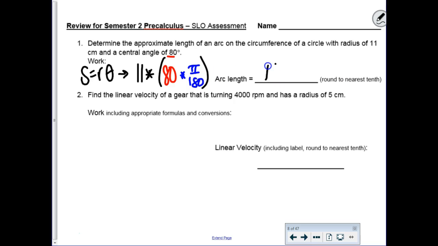It's 15.4. Awesome. And then it does say you must label. What's our label on this arc length? It's a piece of the perimeter of your circle, so it should have the same label as your radius.